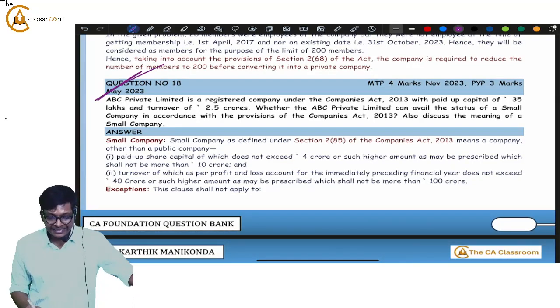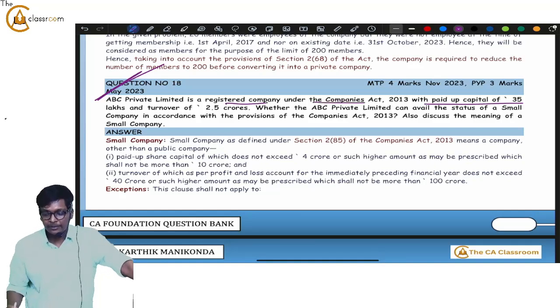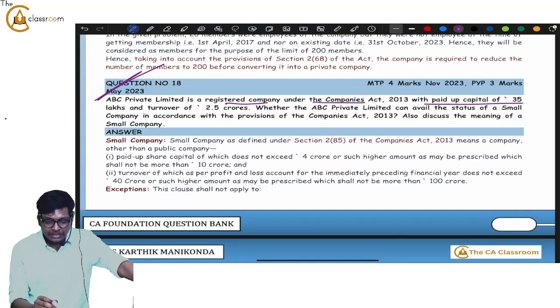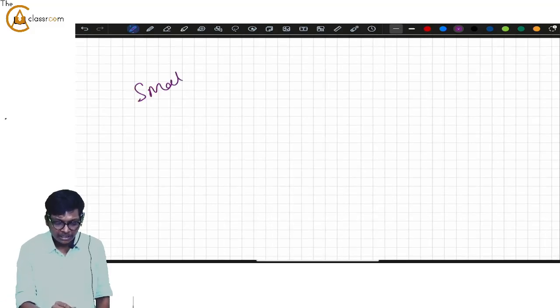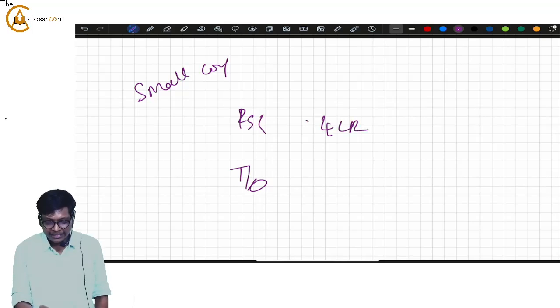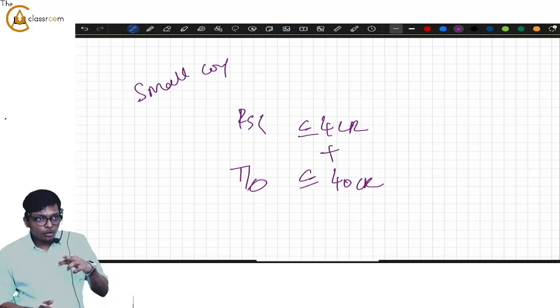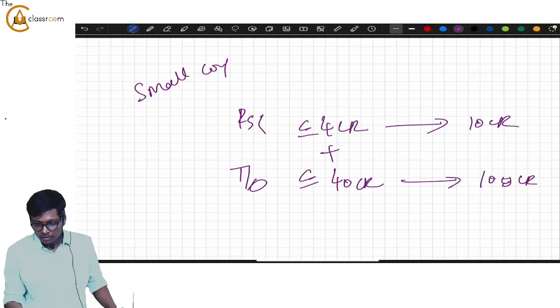Question number 18. ABC Private Limited Company is a registered company under the Companies Act with a paid up share capital of 35 lakhs and turnover of 2.4. Can this be a small company? What is the limit of a small company, guys? Last question. Small company, paid up share capital and turnover. Paid up share capital should not exceed 4 crores. Turnover should not exceed 40 crores. For a small company, both should not cross. And this 4 crores maximum limit is 10 crores. This 40 crores maximum limit is 100 crores.